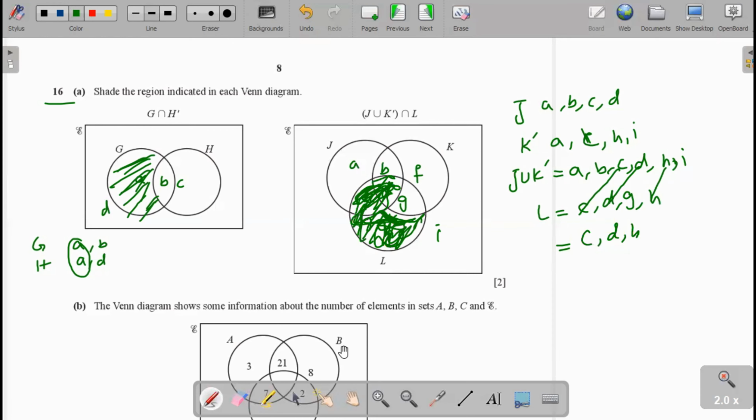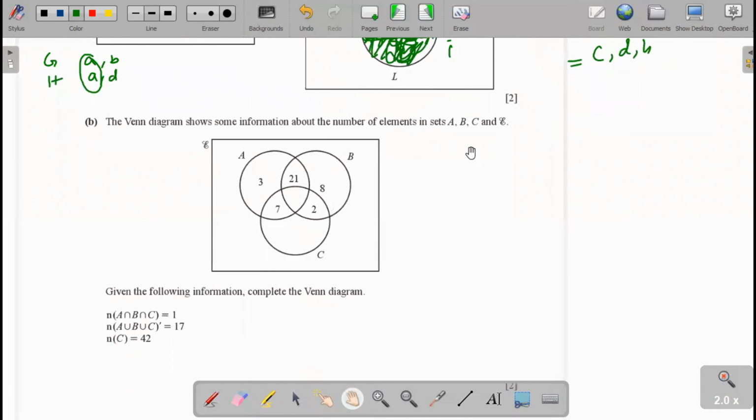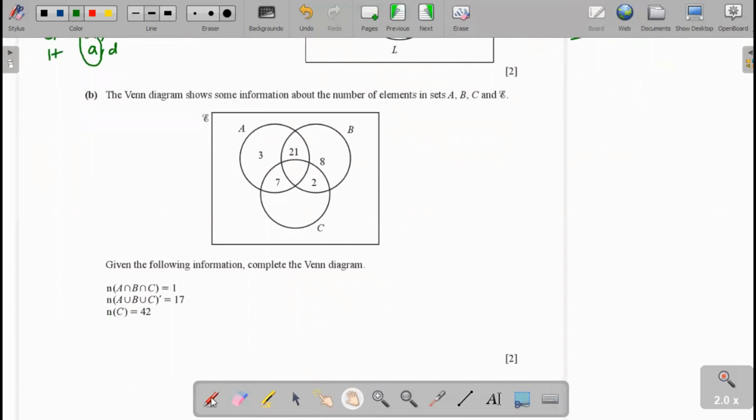Now, in the next part, B, the Venn diagram shows the information about the number of elements in A, B, C, and the universal set. Given the information, complete the Venn diagram. A intersection B intersection C, this region is 1. A union B union C dash means the region of the universal set other than A union B union C, the outside region, and that is 17 elements.